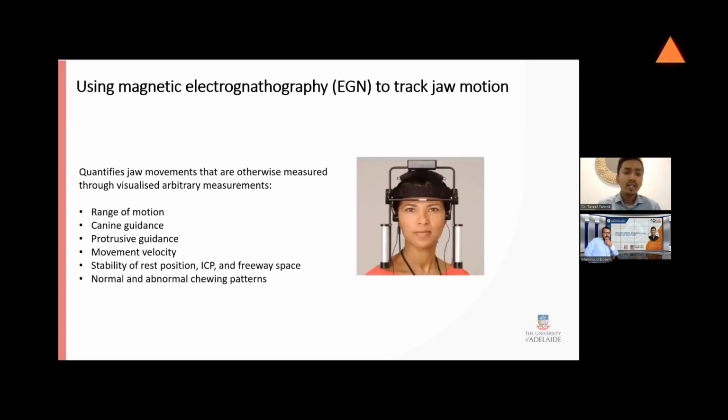Now, by magnetic electrognatography for this webinar, what I mean is a method by which we can quantify the range of motion, the canine guidance, protrusive guidance, movement velocity of the jaws, the stability of rest position, the intraocuspal point, the freeway space, and the normal and abnormal chewing patterns, all of which are responsible to a certain extent on how physiologically your jaws move.